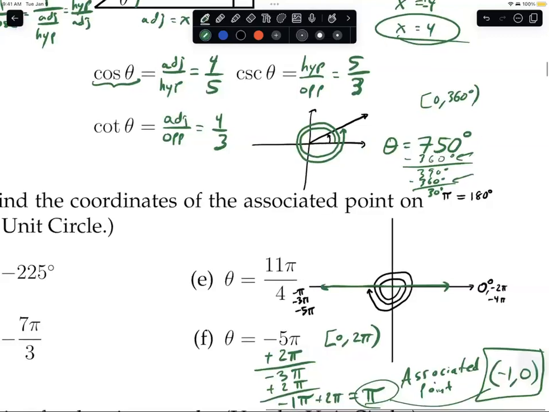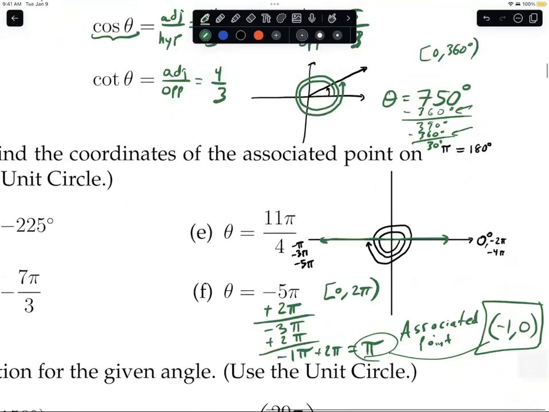So that's a similar idea to what we just did on part F. It's just that in part F, it's in radians, so it might be a little bit harder to understand because most people are not as familiar with radians as they are with degrees.